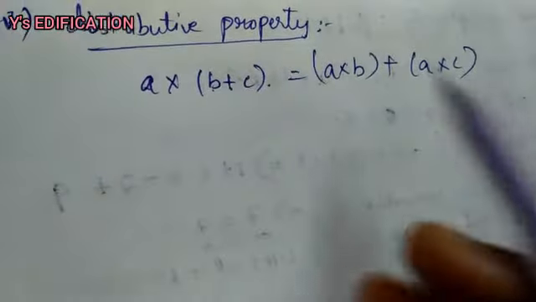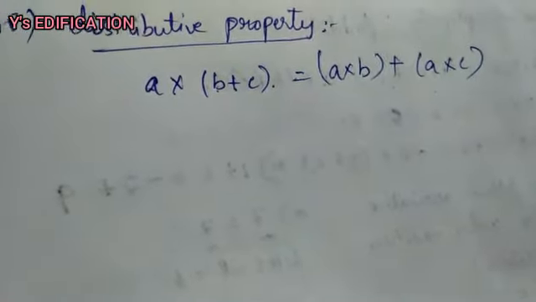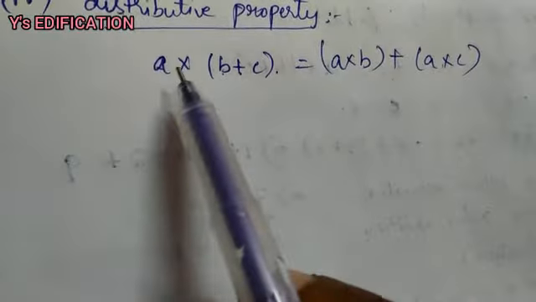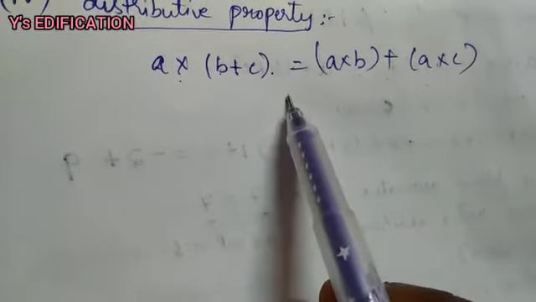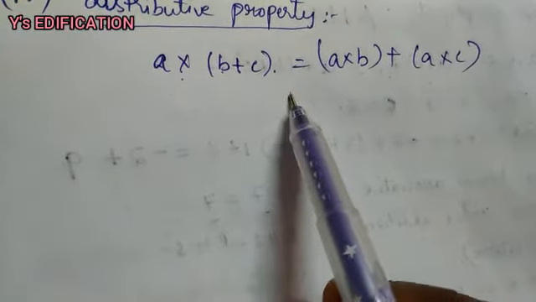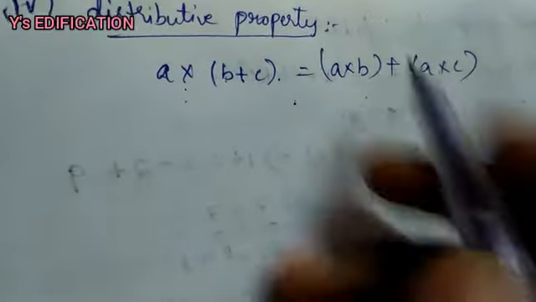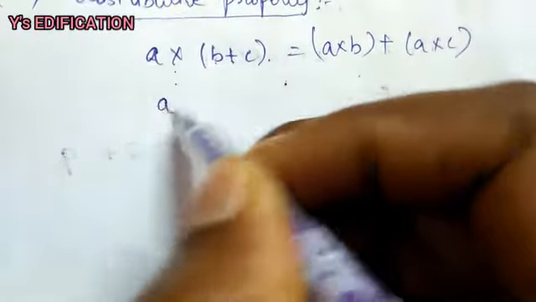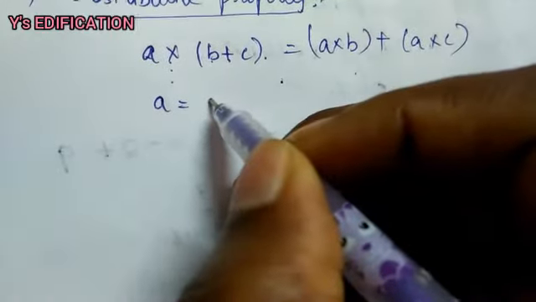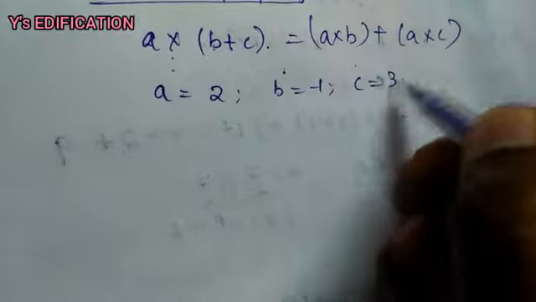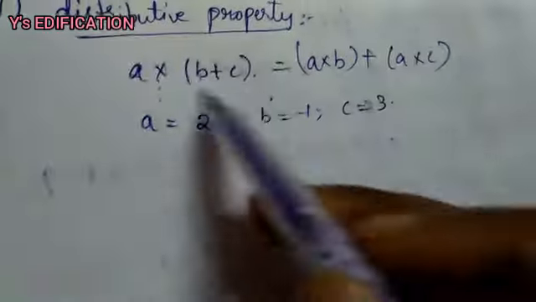So we don't have separate addition and multiplication properties for this distributive property. Okay, A into (B plus C), this is a multiplication with distributive addition. We have to distribute this: A into B plus A into C. In this, both LHS and RHS must be equal. Let's take an example. A is equal to 2, B is equal to minus 1, C is equal to 3. Substitute these three values in the above equation.